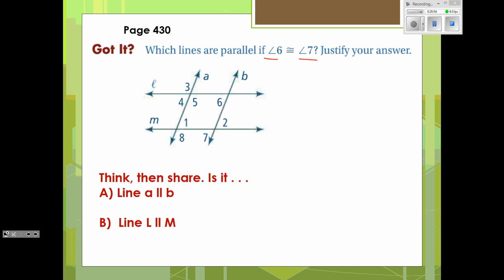Okay, so class, what do we think? If 6 and 7 are congruent, which lines are parallel? What was that, Sophie? L and M, right? Because those are the two lines that are intersecting with 6 and 7.